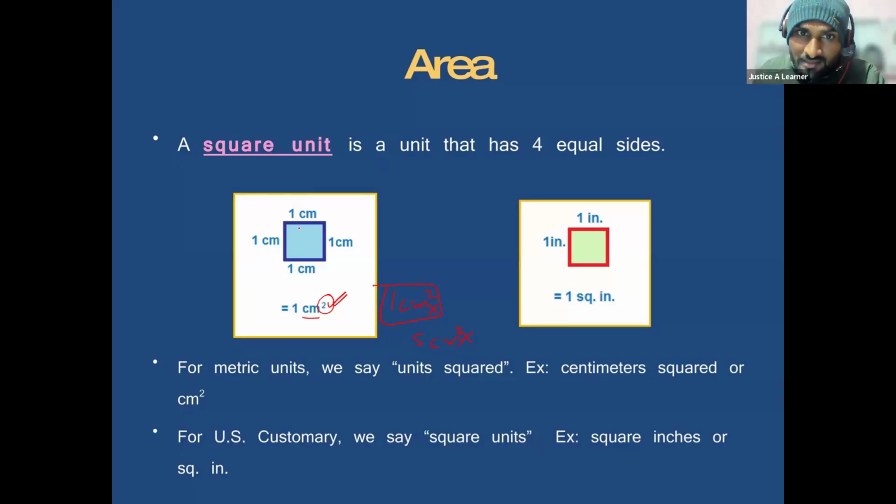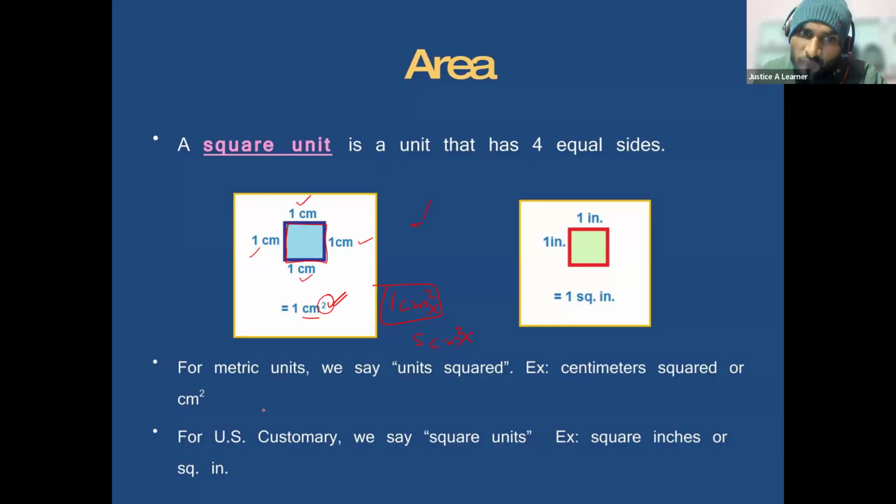Okay. And this is 1 unit. Why do we call it 1 unit? Because this is 1 centimeter, 1 centimeter, 1 centimeter, 1 centimeter. Everything starts with one, right? Because we know natural numbers start with one itself. Counting starts with one. So this is the smallest unit.